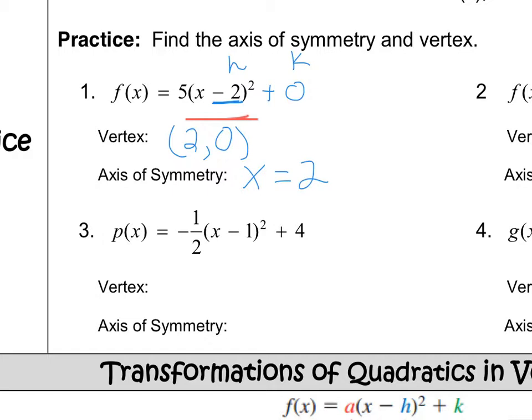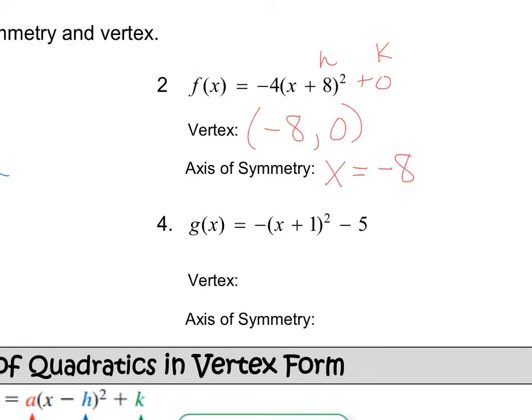Okay, so what I want you to do is to figure out the vertex and the axis of symmetry for number 2. Pause your video, figure out your axis of symmetry and your vertex for number 2, and then start it back up for the explanation. Okay, as long as you noticed there wasn't a k and made it a 0 and took the opposite of your h, then you got this one correct. Now I'd like you to do number 3 and number 4 on your own. Pause your video. Once you've completed number 3 and 4, start it back up again for the explanation.